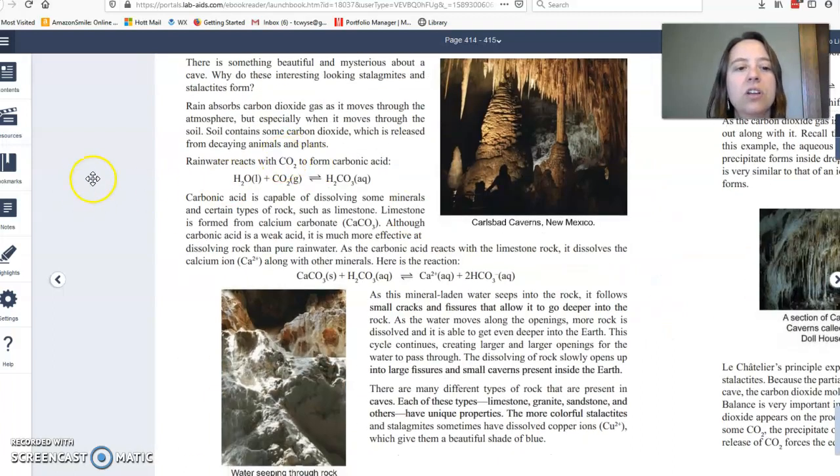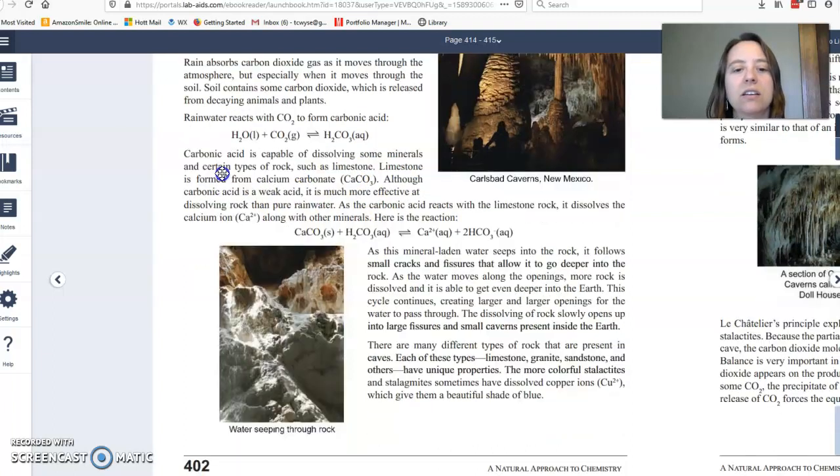So we know that there's carbon dioxide in the atmosphere, and it will react with water to form either a bicarbonate ion, which we saw before, HCO3, or carbonic acid, H2CO3. And so the water will filter through rock and pick up some carbon dioxide and make carbonic acid.